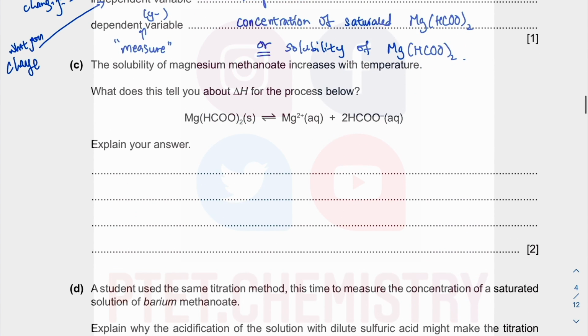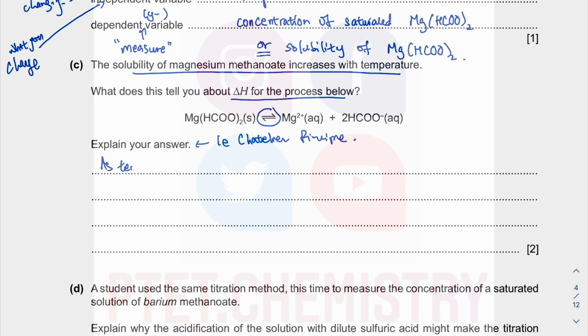So next bit is the equilibrium. They're saying that in actuality this is an equilibrium. So what does it tell you about delta H? Alright, you gotta explain your answer. This is your Le Chatelier principle. It's from your AS, from your O level in GCSE as well. The solubility increases with temperature.